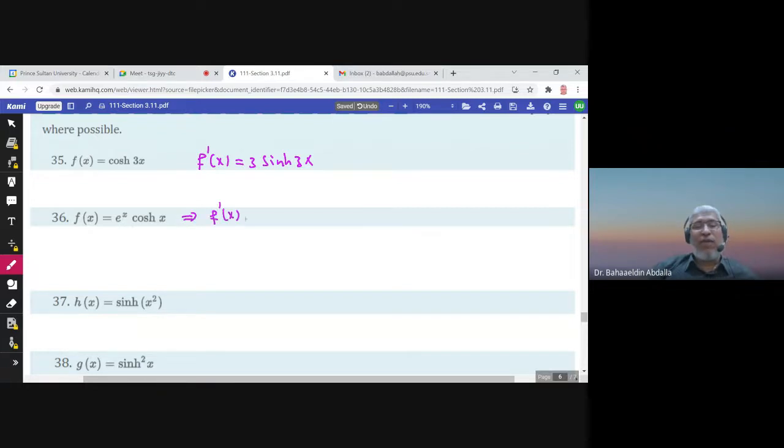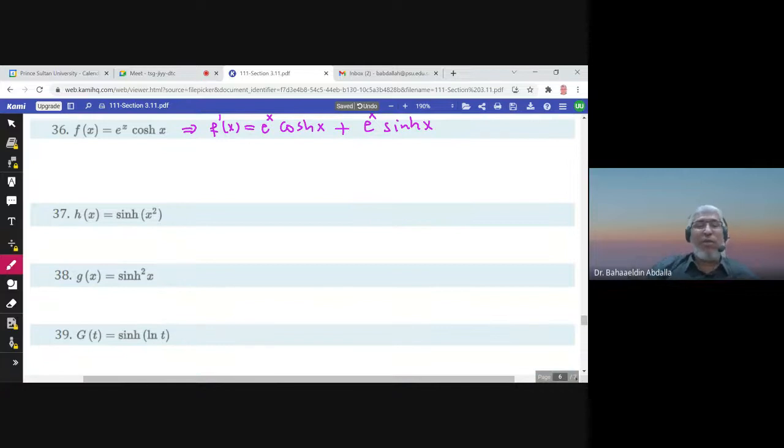Derivative of e^x is e^x times the second function, plus the derivative of e^x, as it is, times the derivative of cosh, which is sinh. So this would be the answer.